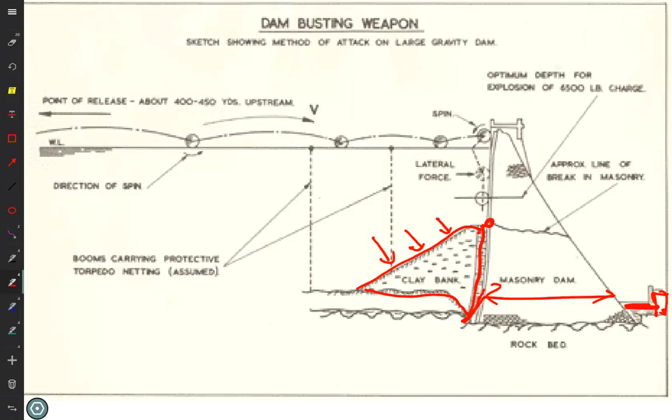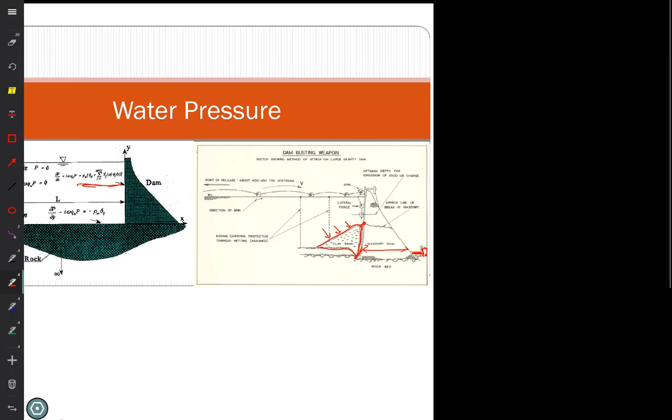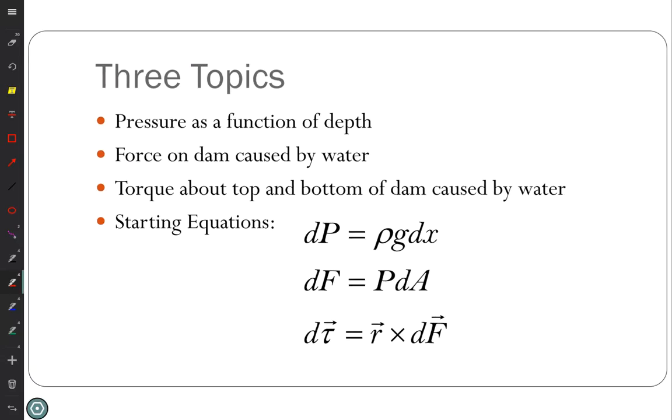Now, for this level of class, all we're going to do is calculate a few things. We're going to calculate how pressure changes with depth, and we're going to calculate the torque caused about the top and the bottom of the dam, so we can think about how you can hold it in place. So first, let's just do the pressure. So dP, now remember, the equation that we worked out for general physics was the pressure difference was equal to the density times acceleration of gravity times the change in height.